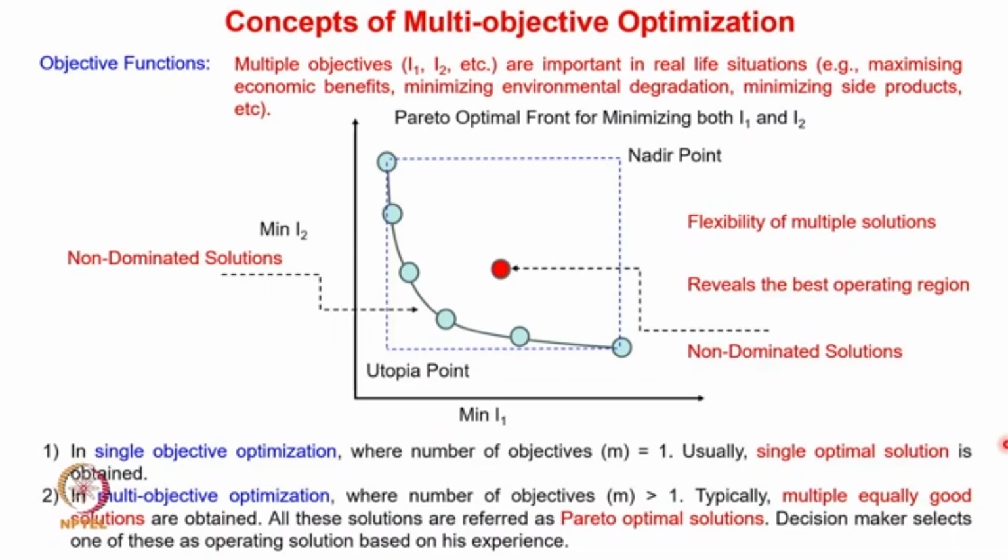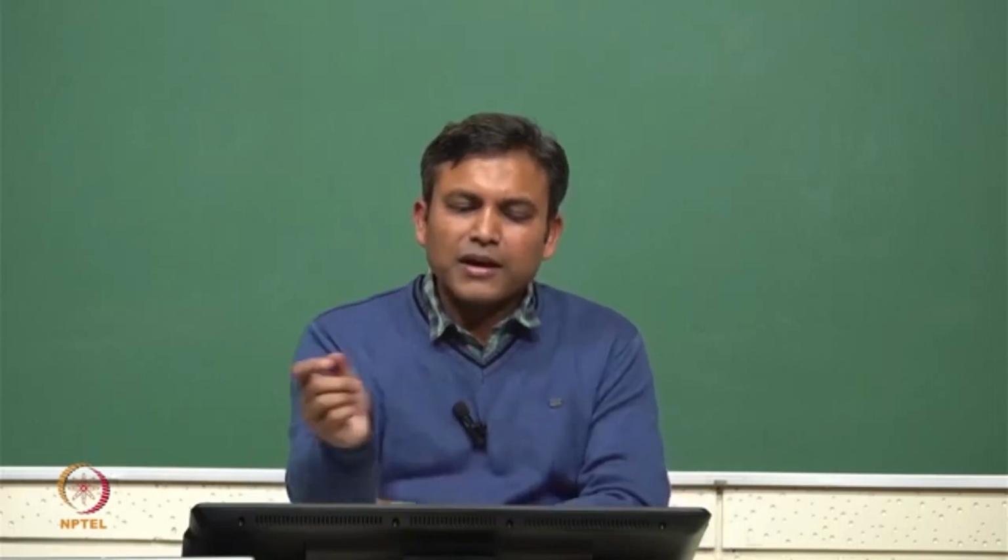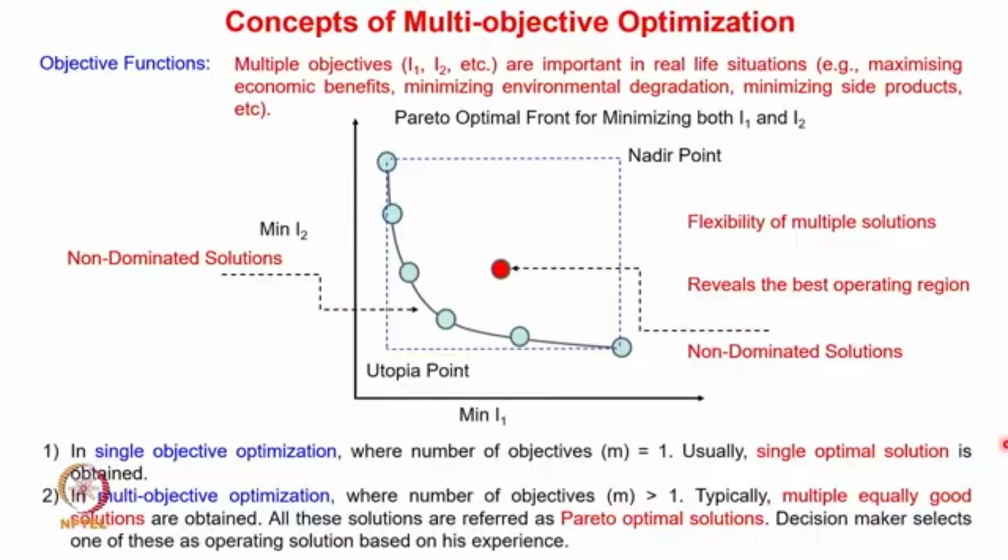So one can see that multi-objective optimization is now required in all the process applications, primarily because we have multiple objectives which are naturally present. Typically, if we are having multiple objectives, we get a set of equally good solutions, and this set of equally good solutions we call a Pareto optimal solution.